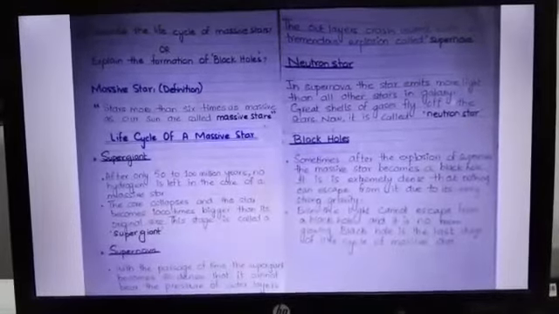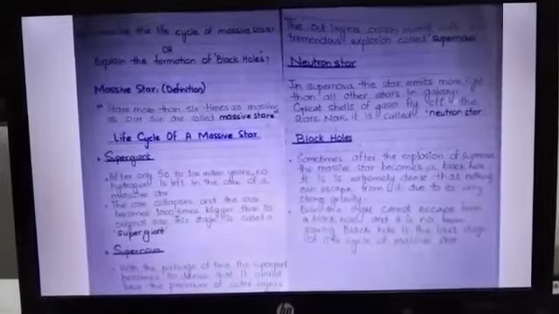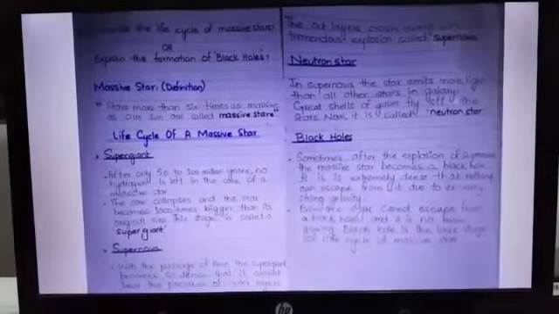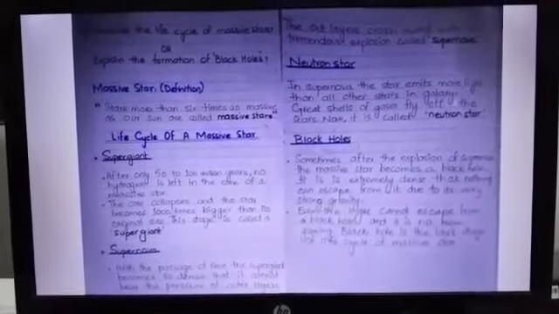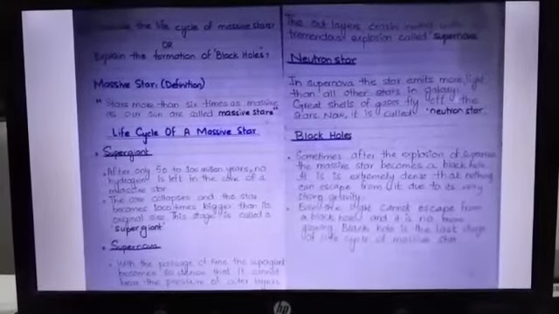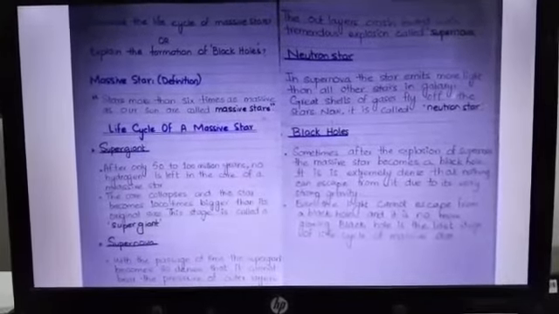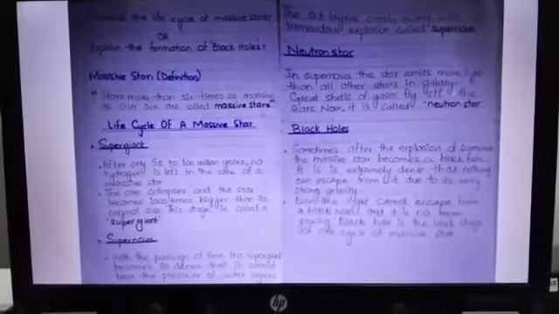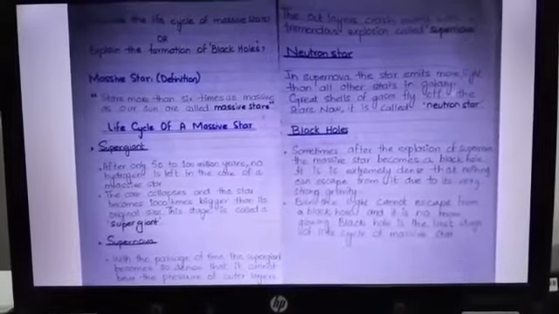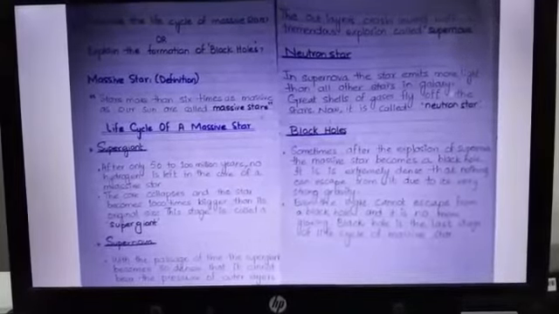The first question is to describe the life cycle of a massive star or explain the formation of black holes. You will start the question with the heading Massive Star Definition. Stars more than 6 times as massive as our sun are called massive star. Life cycle: supergiant. After only 50 to 100 million years, no hydrogen is left in the core of a massive star. The core collapses and the star becomes 1,000 times bigger than its original size.